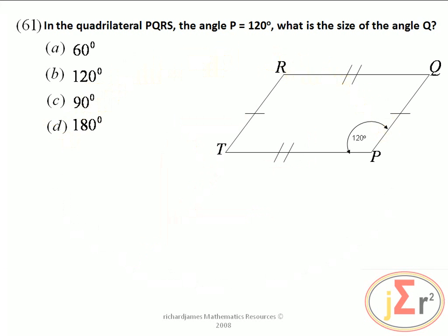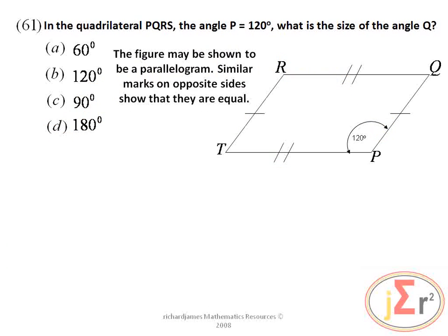In the quadrilateral PQR, the angle P is equal to 120 degrees. What is the size of the angle Q? The figure may be shown to be a parallelogram. Similar marks on opposite sides show that they are equal.